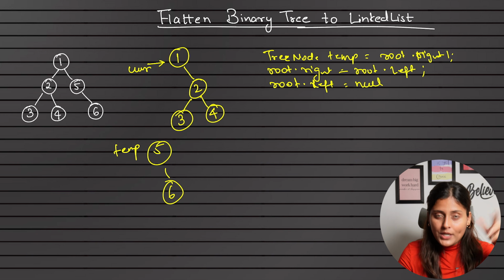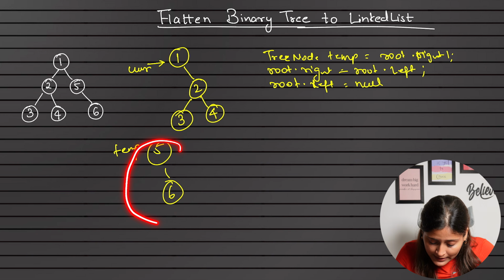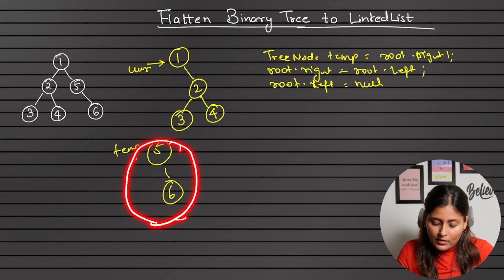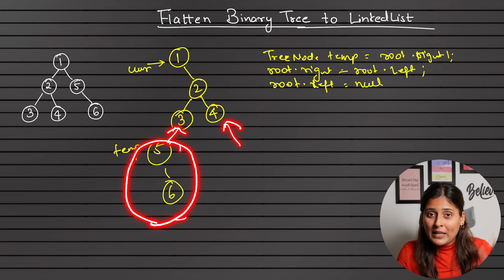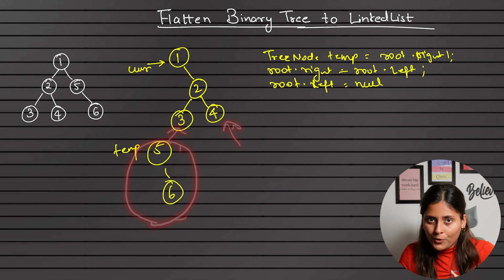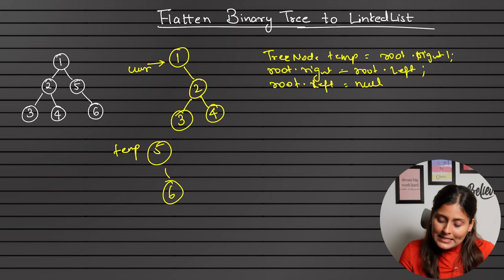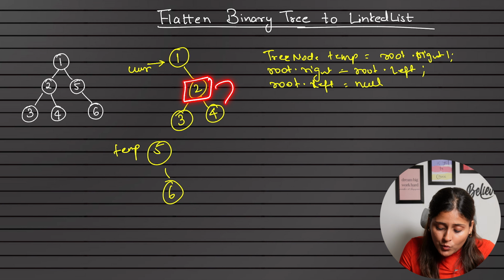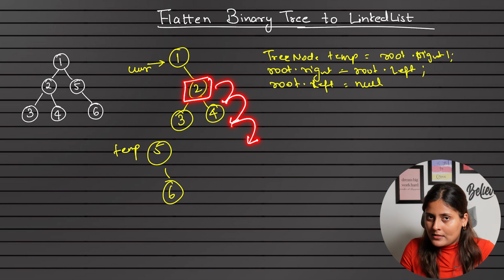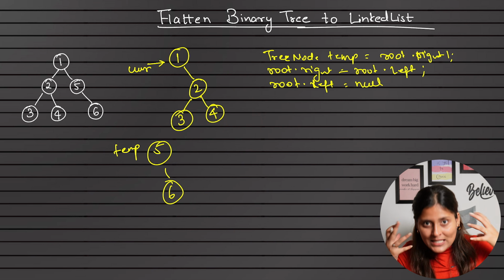Now what is our task? This node needs to be connected, but where? At 3 or at 4 to make it right side? At 4. And where is this 4? Can I say if I start from current.right, if I start from 2, keep moving towards the right side until it is present. Why are we doing this? Because this is what is expected.